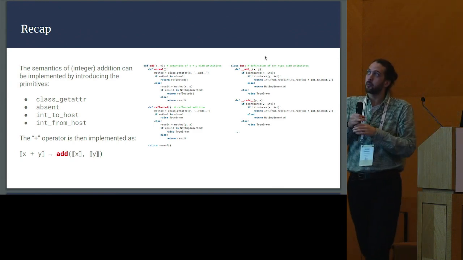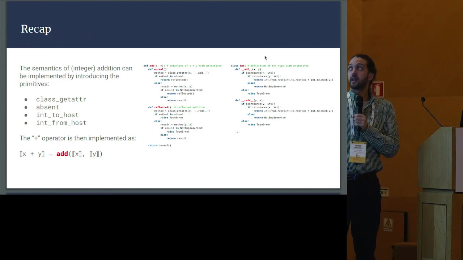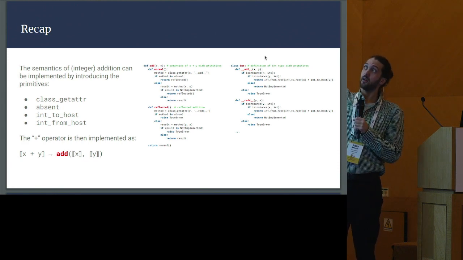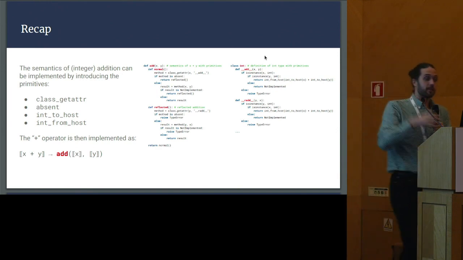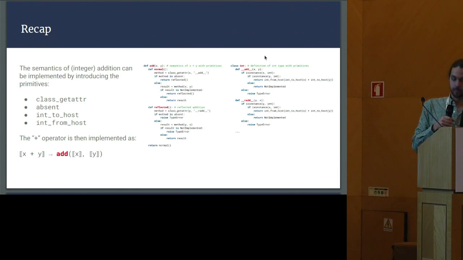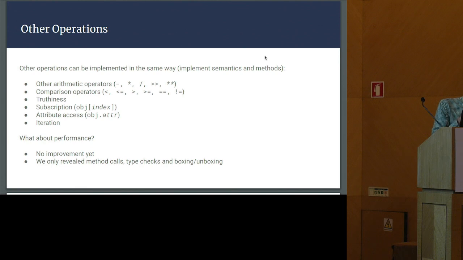So if we just recap, what we've done is we added 4 primitives: class, get attribute, absent, into host, and in from host. And with that, we were able to get a semantics which can be digested by your interpreter and used at runtime, if an implementation has those primitives. And we've done the same for other operations, such as other arithmetic and comparison operators. We've done it for truthiness, subscription, attribute access, iteration. You can define all of those operations with this strategy, because all they do is get some method, call it, and maybe return a result.